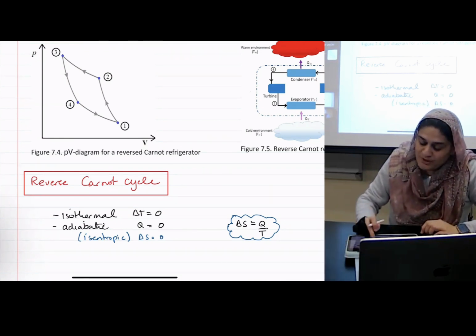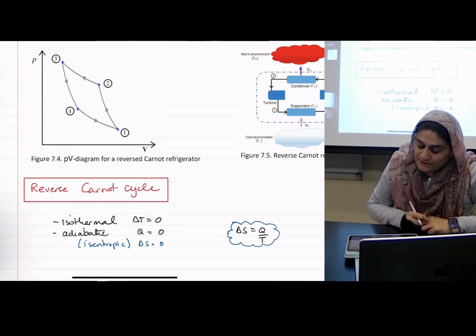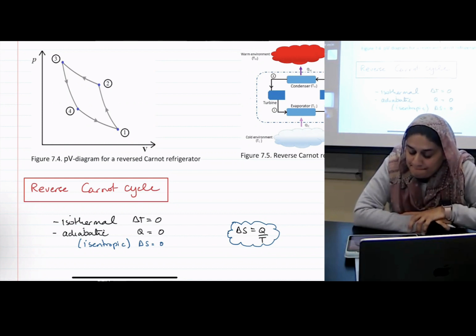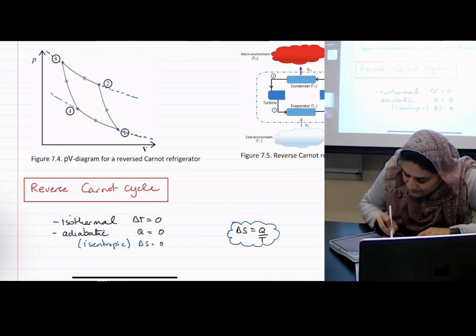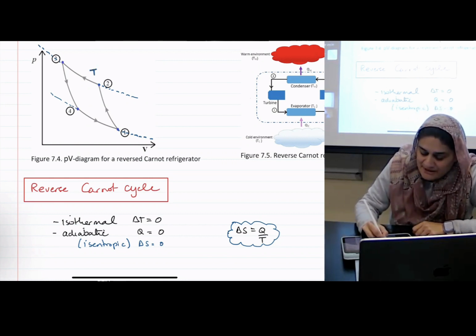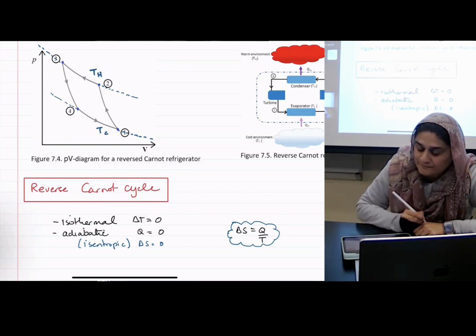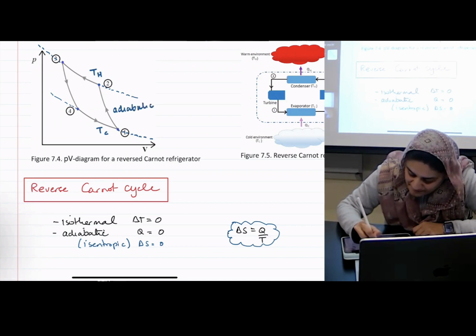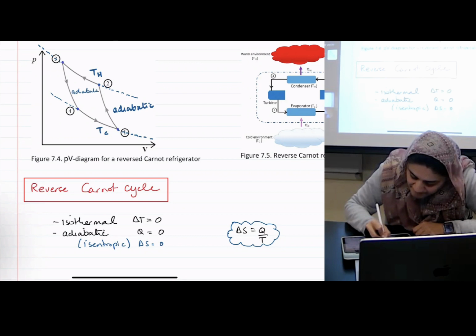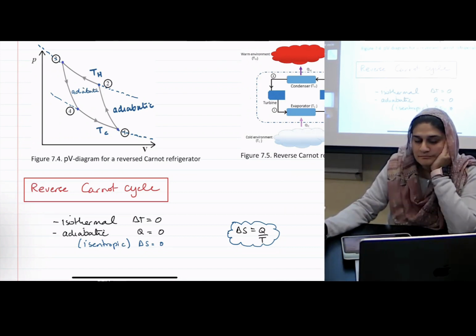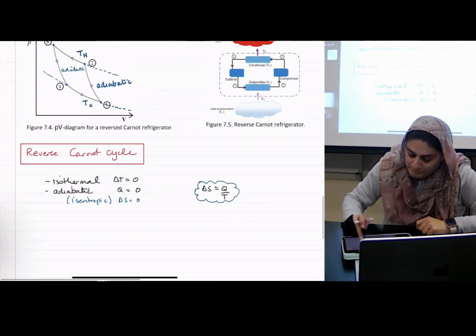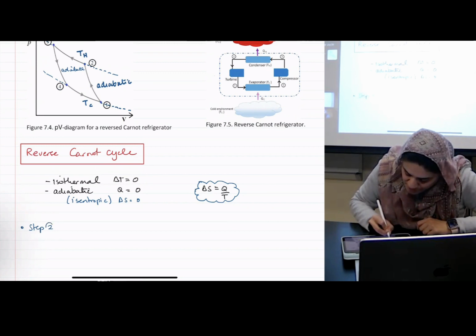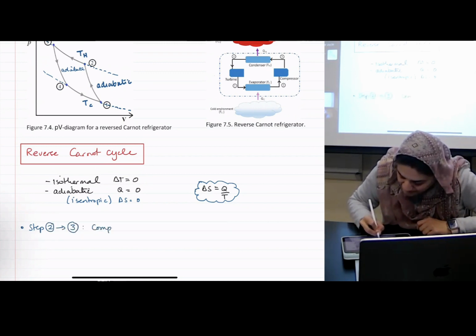Okay, so which ones of these are isothermal and which ones of these processes are adiabatic? Does it look something like this? Okay. So this will be at TH. This will be at TC. And this is adiabatic. And this is also adiabatic. Do you guys agree with that? So steps 2 to 3. Is that a compression step or an expansion step? Excellent. Step 2 to step 3. It is a compression step.